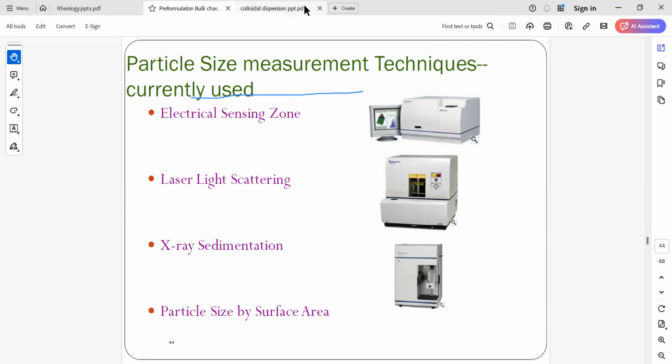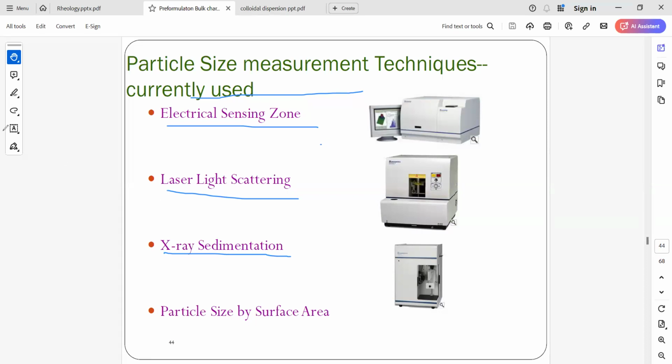Then the different techniques for the measurement of particle size are X-ray sedimentation, laser light scattering, electron sensing zone, and surface area, which we have already discussed. Okay, so remember the names of the methods only. It may be asked as an MCQ: what are the other methods, or which of the following are other measurement techniques for particle size analysis? So you have to remember these methods.